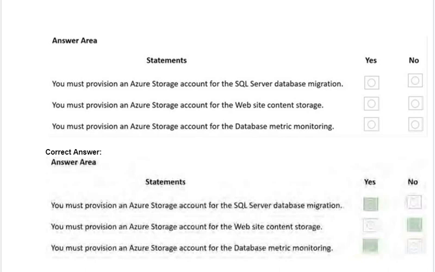Correct answer for the first statement is yes. Correct answer for the second statement is no. Correct answer for the third statement is yes.